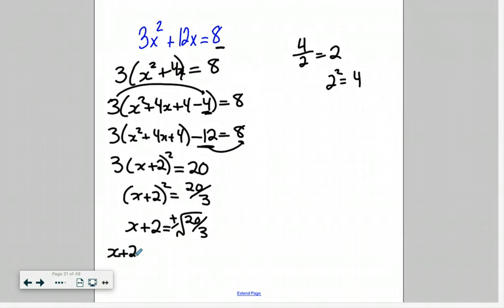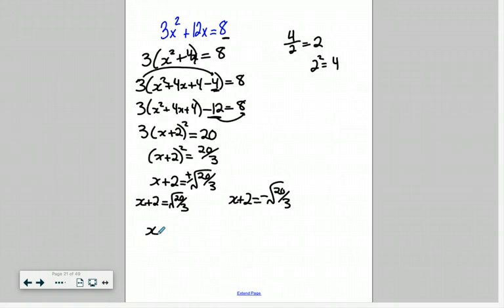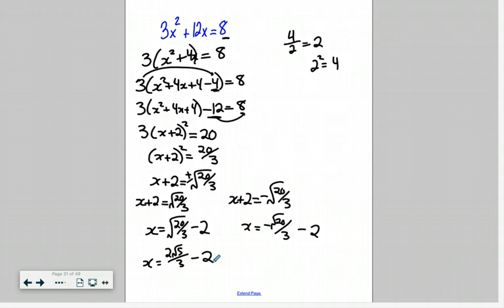That sets up two possible equations here where x plus 2 equals the square root of 20 over 3 and x plus 2 equals the negative square root of 20 over 3. And then once again, isolating for x by subtracting 2 from both sides. So root 20 over 3 minus 2 and negative root 20 over 3 minus 2. The root 20 can in fact be simplified since it can be written as 4 times 5. So that's actually 2 root 5 over 3 minus 2. Same thing over here, it's negative 2 root 5 over 3 minus 2.